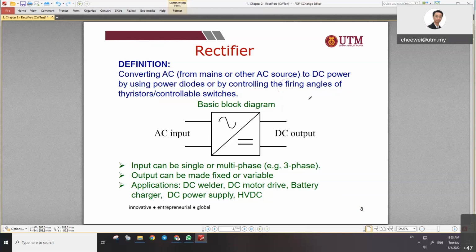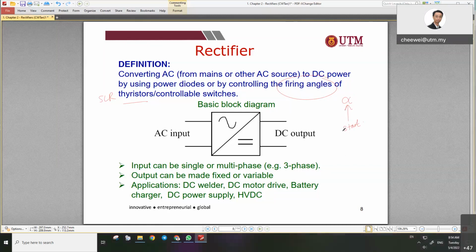Now you see the word firing angle. Thyristor, we know that is SCR, silicon control rectifier. What is firing angle? Remember, the symbol of the firing angle is alpha. Okay, so what is alpha? Firing angle is the angle when you tell the switch to start. Before the firing angle, the switch is sleeping, not working. So at the moment of the firing angle, the switch starts.